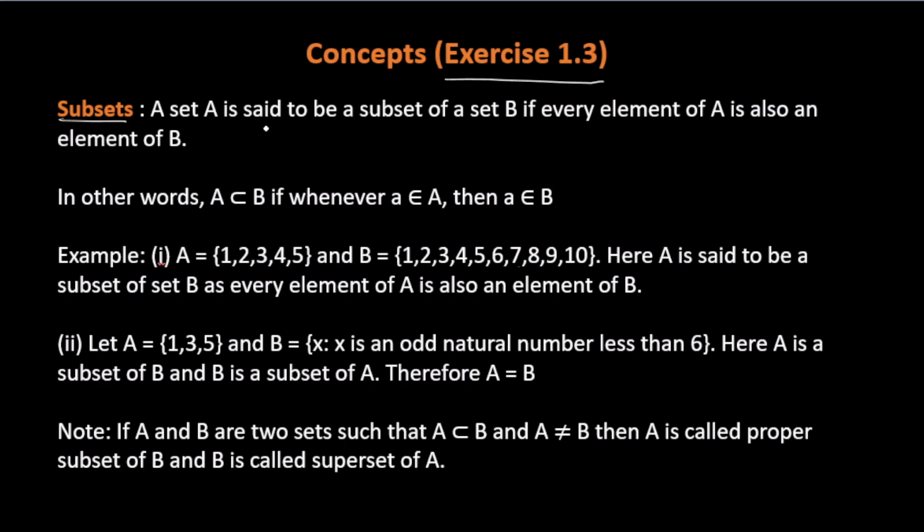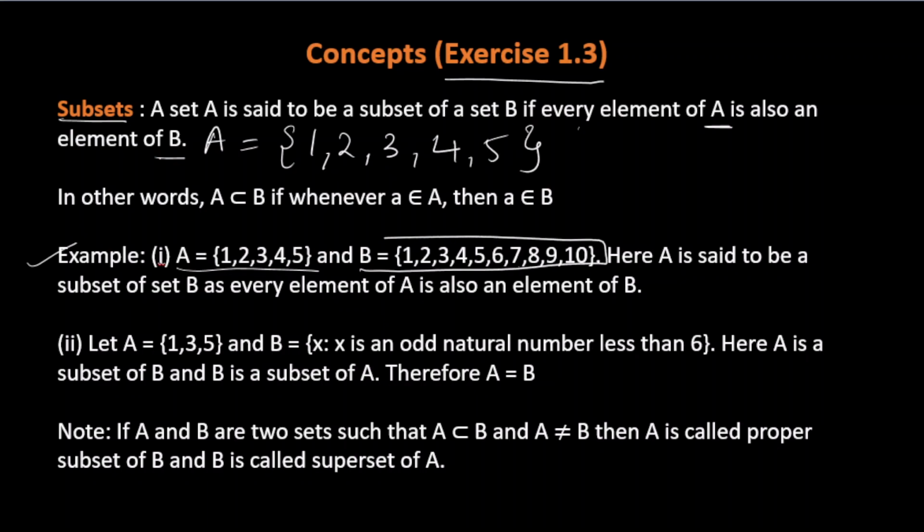A set A is said to be a subset of a set B if every element of A is also an element of B. So we will understand this with the help of an example. Here I have one set A. The elements of A are all natural numbers till 5: 1, 2, 3, 4 and 5. And the elements of B are all natural numbers till 10.